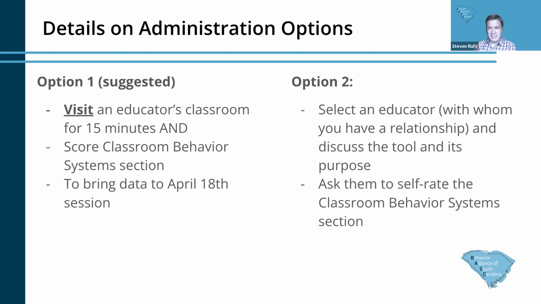Option one is going to be the option that we recommend, which is to visit an educator's classroom for at least 15 minutes. Visiting a classroom is the most effective way to see the practices in action. And really, we're going to ask that folks come to the next echo or on their own if you're viewing this asynchronously, that you take this opportunity to visit a classroom and score the classroom behavior system section, because that's what I'm going to talk about later in this session. The second option, which might be more feasible for you, is to select an educator and discuss the tool and its purpose and ask them to self-rate the classroom behavior systems.